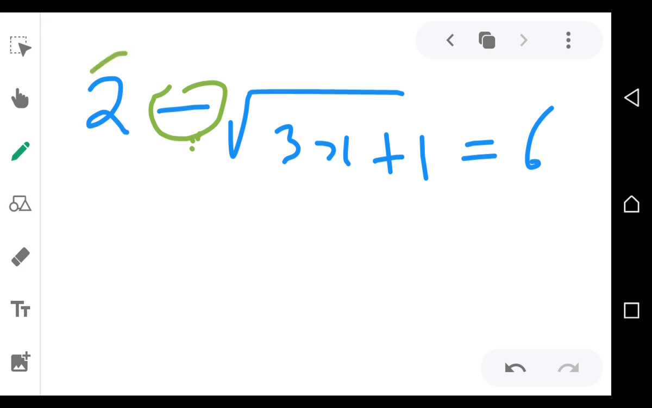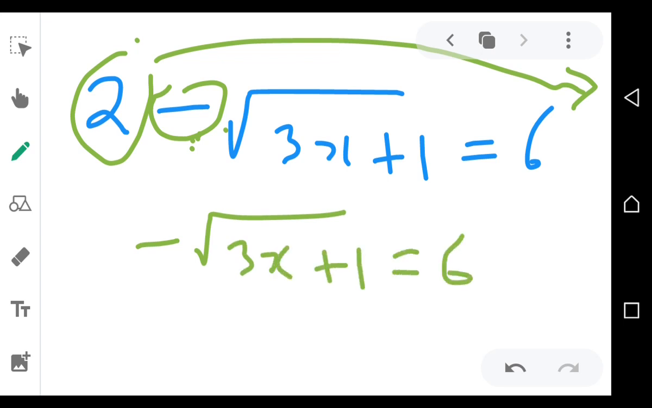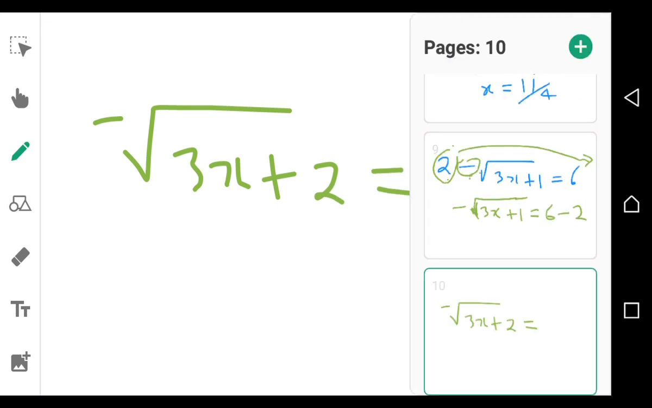It means this 2 has to cross to the other side of the equation. It has to move. So what I'll remain with is the square root of 3x plus 1 on this side, and the 2 is positive, so when it crosses, it will become minus 2 on that side. So it's negative. What remains is negative of this square root. So we remain with negative square root of 3x plus 1 is equal to 6 minus 2, which is 4.